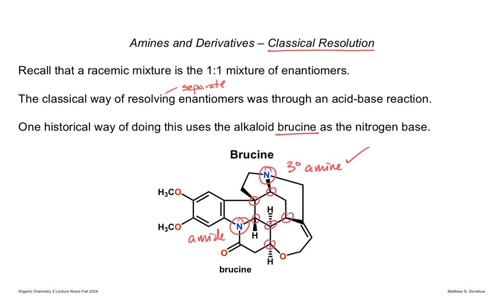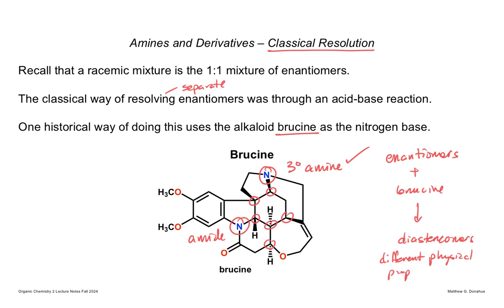when you take your one-to-one mixture of enantiomers and they get protonated, that forms diastereomers. So enantiomers plus brucine now gives you diastereomers. And we know from Organic 1 that diastereomers have different physical and chemical properties. And that's going to allow us to separate the enantiomers. And so that's called resolution.